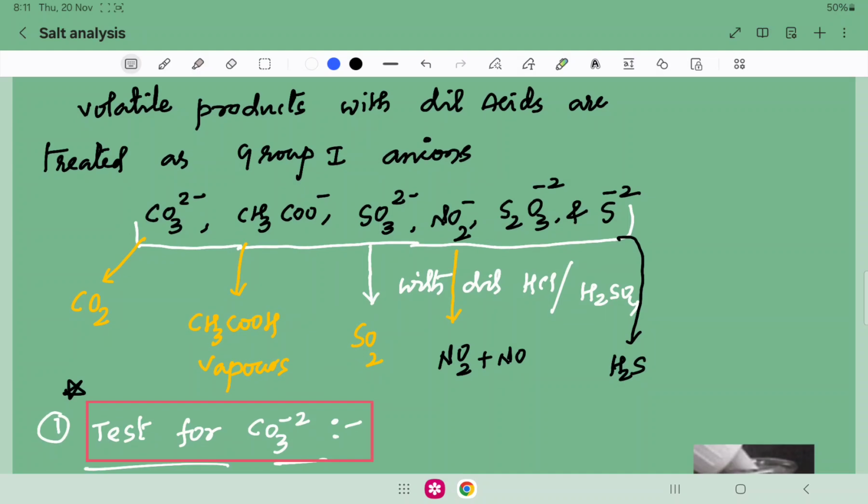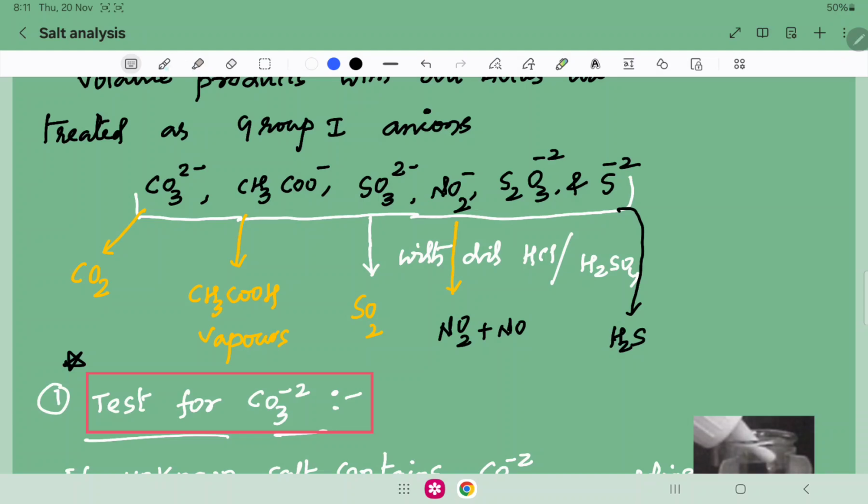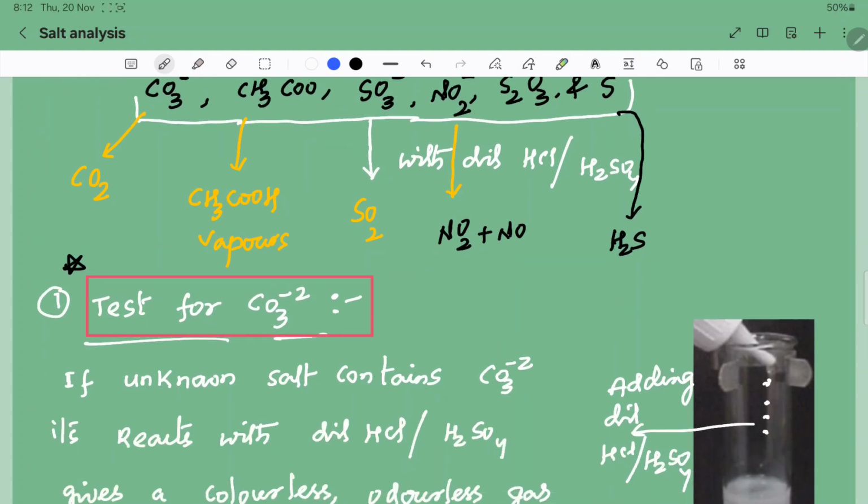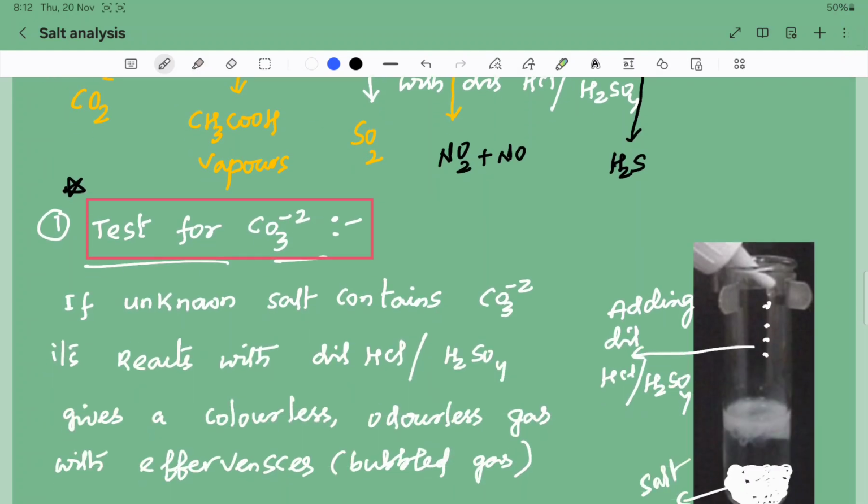Generally, the preliminary test for the identification of carbonate is the release of carbon dioxide. Acetate releases acetic acid vapor, that is the fruity smell. SO3 minus 2 releases SO2 gas. Nitrite releases NO2, and thiosulfate also releases SO2 gas. S minus 2 releases H2S gas. Now we will discuss the test for carbonate, that is CO3 minus 2.